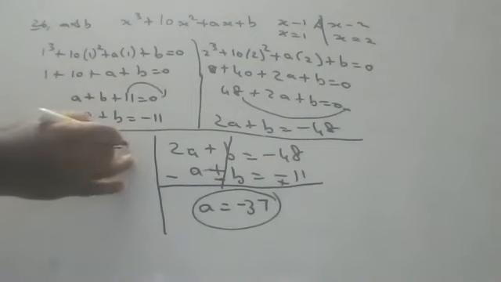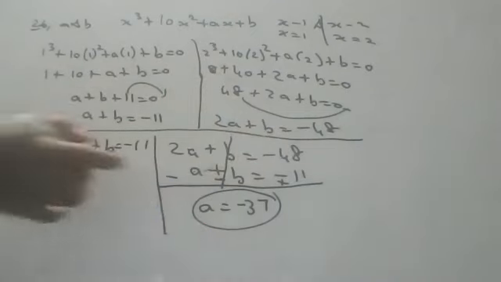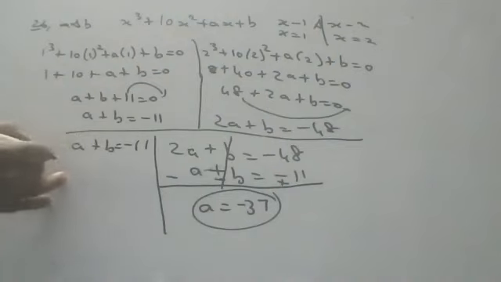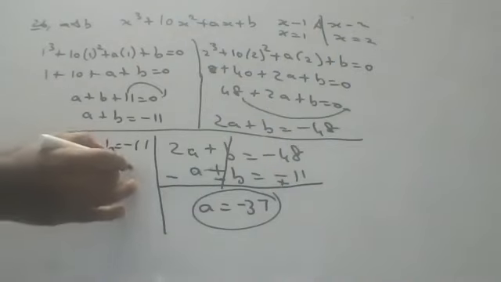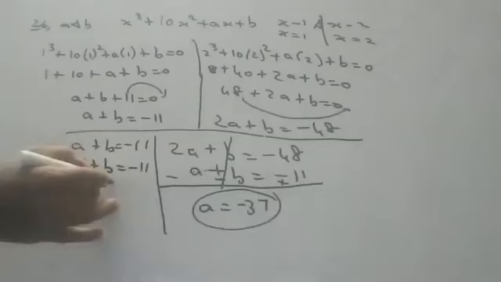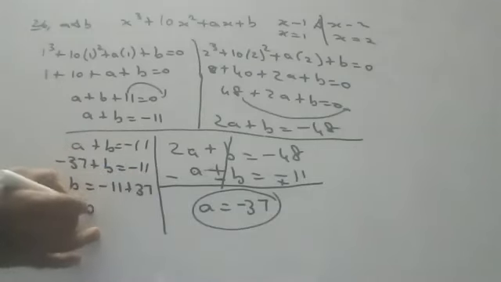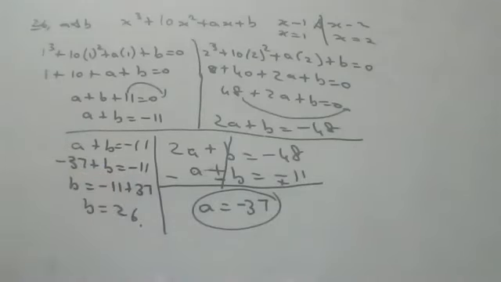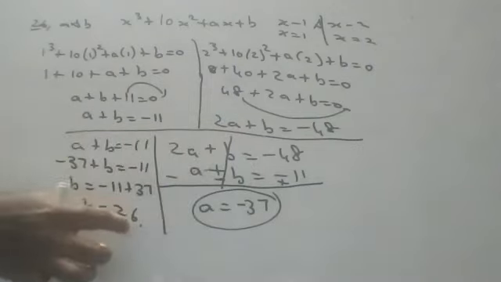a plus b is equal to minus 11. Here also you will get the same answer. Now, if you want, I will show. Minus 37 plus b is equal to minus 11. b is equal to minus 11 plus 37. b is equal to 26. Those who have doubt, I will substitute here and show you that you get the same answer.